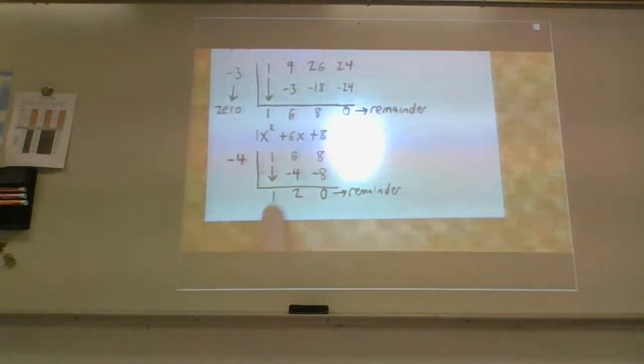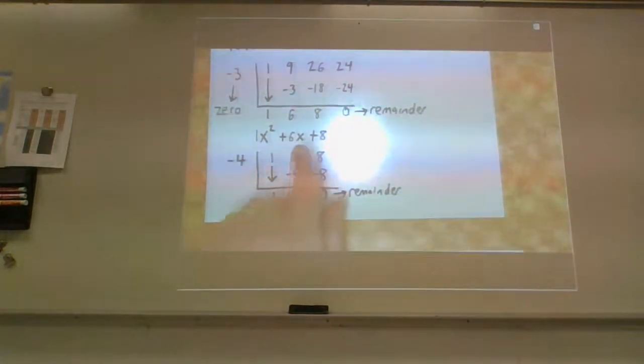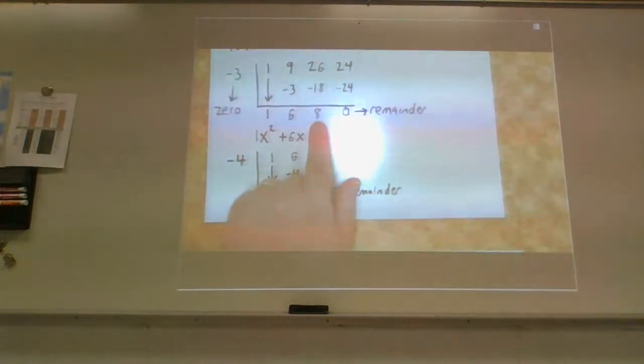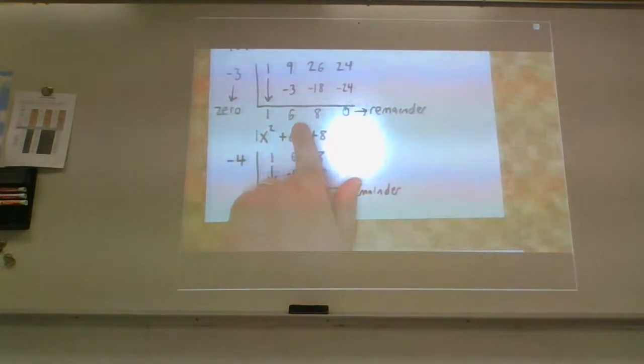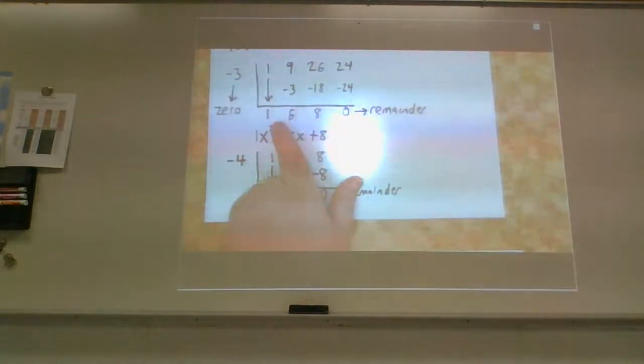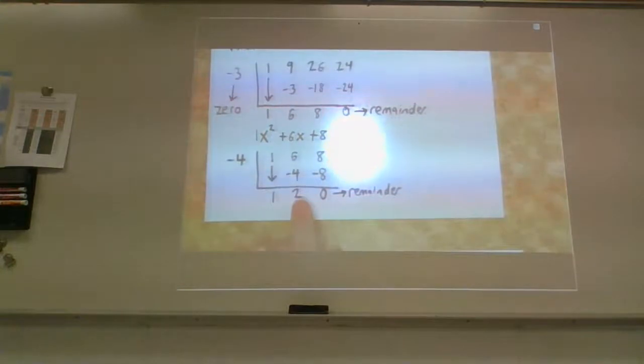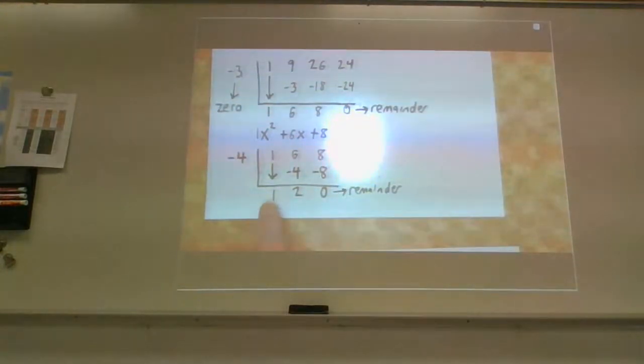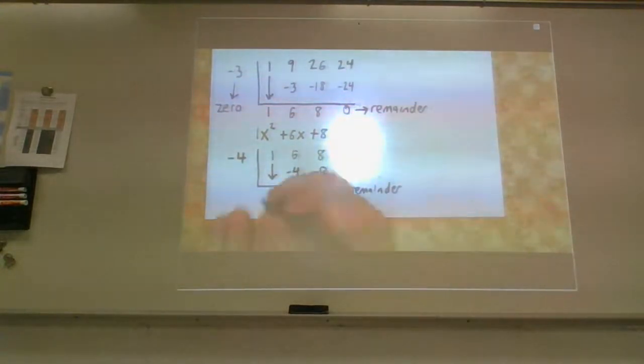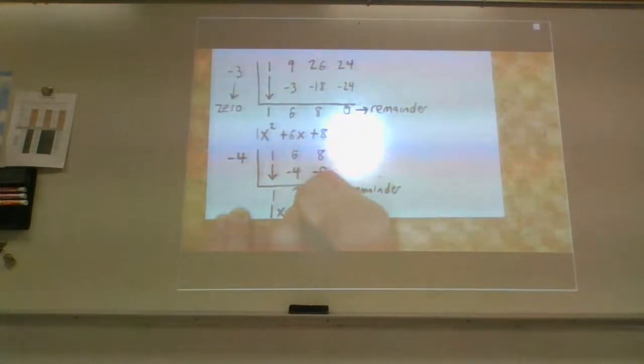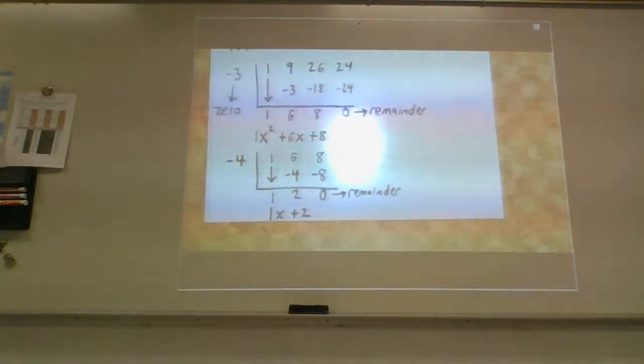What term does this 1 represent? Think back to what it represented up here. This 8 was your constant, and this 6 was an x term, and this 1 was an x squared. Down here, this 2 is your constant. What's this 1? It's your x term. That's a 1x plus 2.